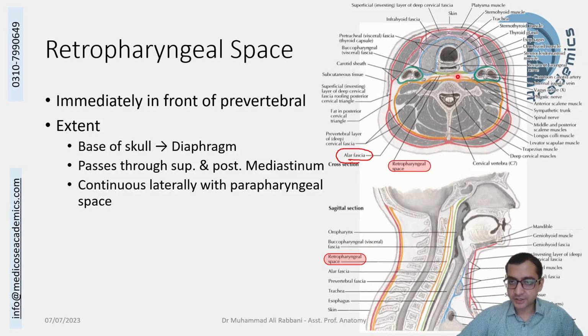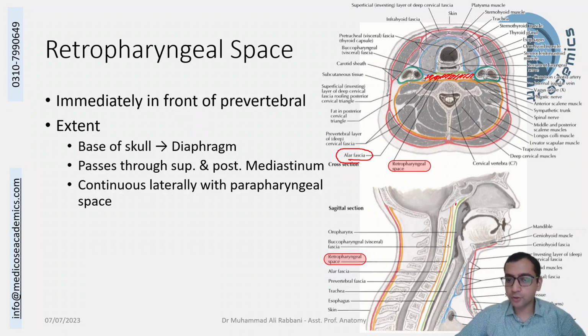So it is the alar fascia and the retropharyngeal space; let's talk about it as a whole. If we ignore the retroalar fascia just now, the retropharyngeal space will be present behind the visceral fascia and in front of the prevertebral fascia.